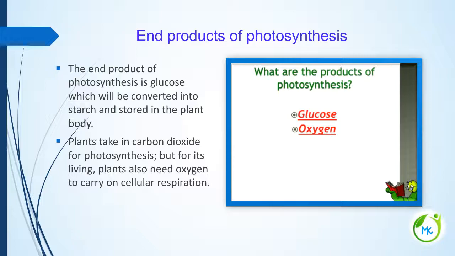Plants take in carbon dioxide for photosynthesis and leave out oxygen. But for its respiration, plants also need oxygen. So, similar to animals, plants also use oxygen for its respiration and leave out carbon dioxide. Only for the photosynthesis process, plants take in carbon dioxide and leave out oxygen.